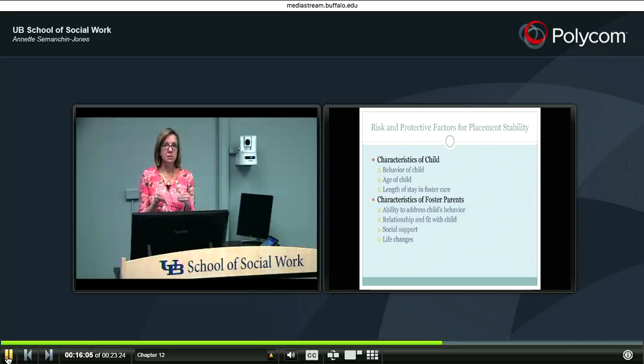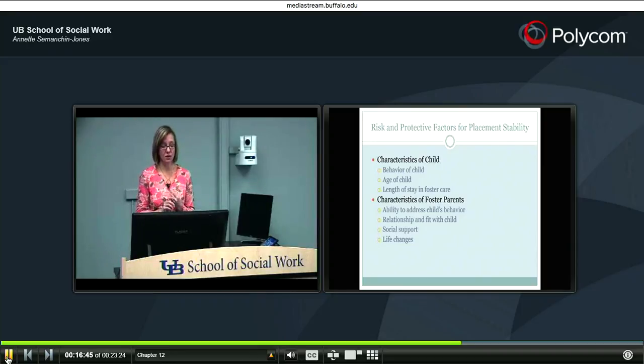Some characteristics specifically around foster parents. Again, you can see a parallel here, that one of the significant pieces of this is not just the child's behavior, but it's the foster parent's inability to address the child's behavior. They don't feel prepared, or in fact are not prepared to address these increasing emotional and behavioral issues that we see in children in foster care today. There's also other reasons. So it might just be the relationship or not a good fit with the child. Maybe that initial matching or placement was not a good fit.